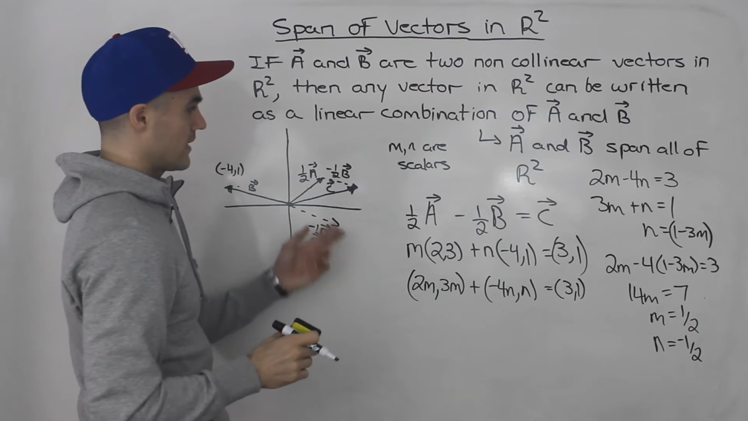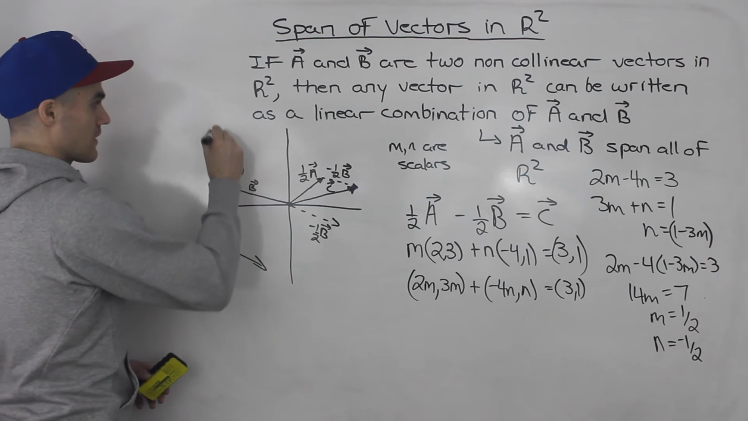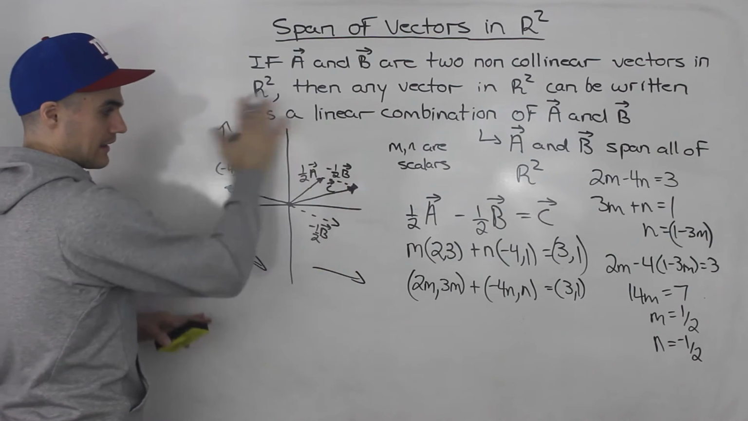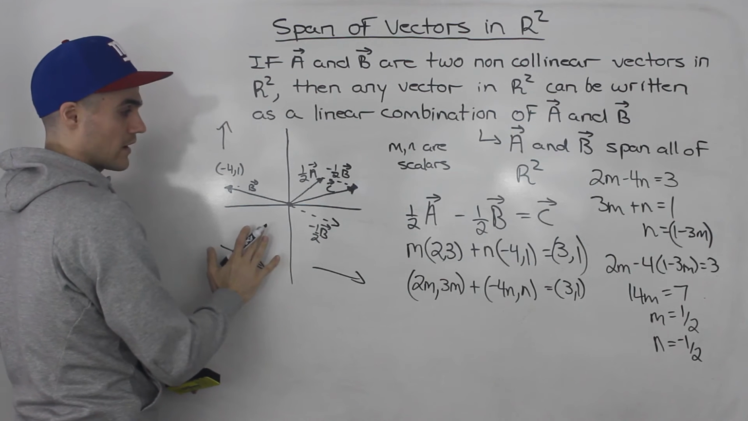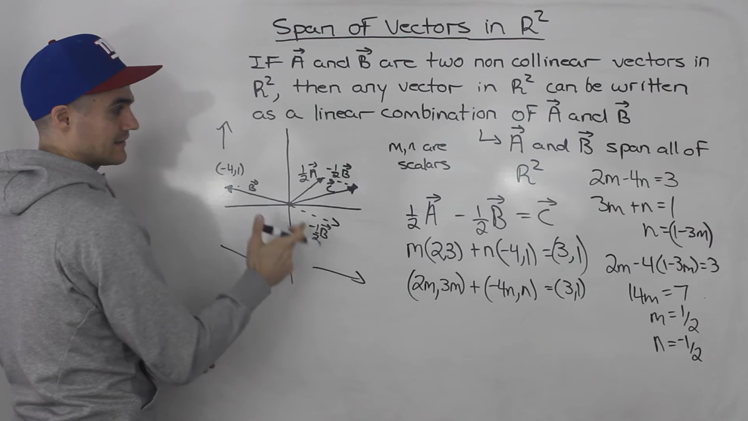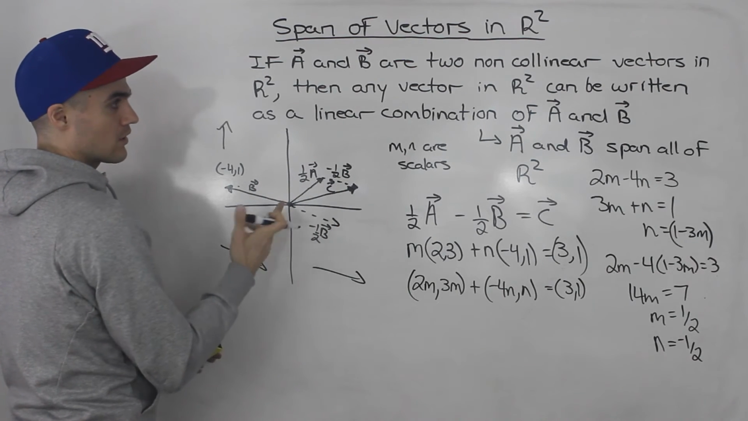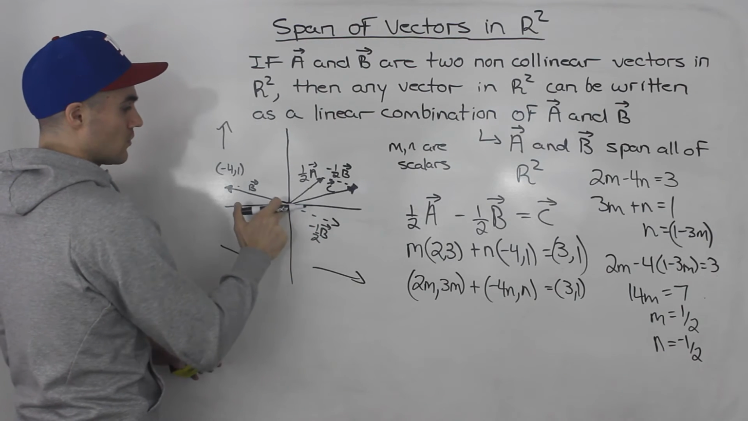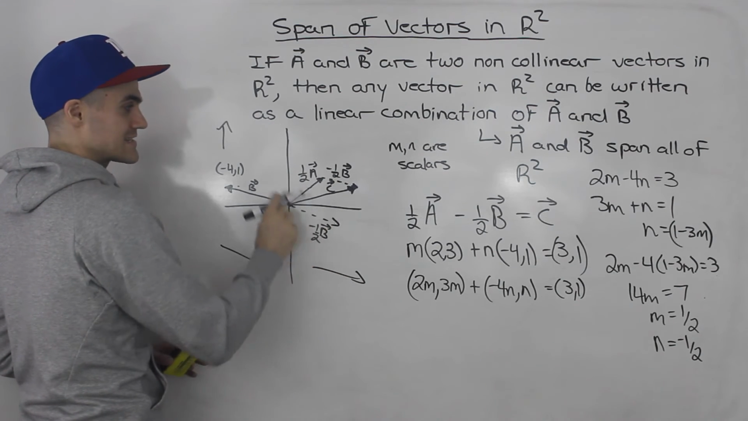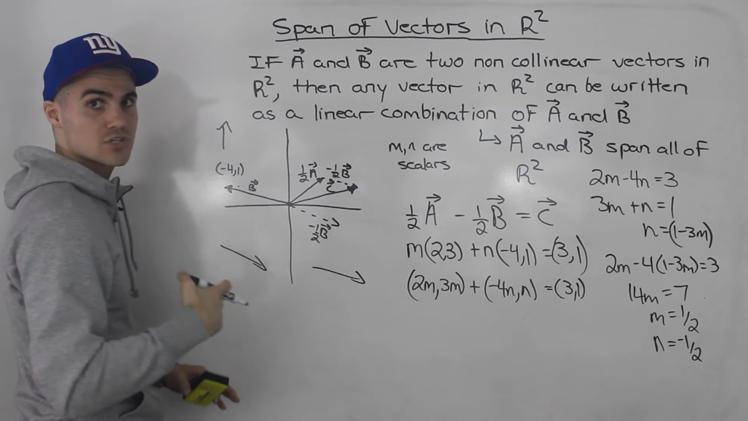And that was just any random vector that we put in, but we can take any vector in R squared. We can take this vector, we can take this vector, we can take this vector. Any vector in this whole plane in R squared, or R2, we can write it as a linear combination of A and B, but only if A and B are non-collinear. So what that means is that A and B span all of this space because any vector in that space can be written as a linear combination of A and B.